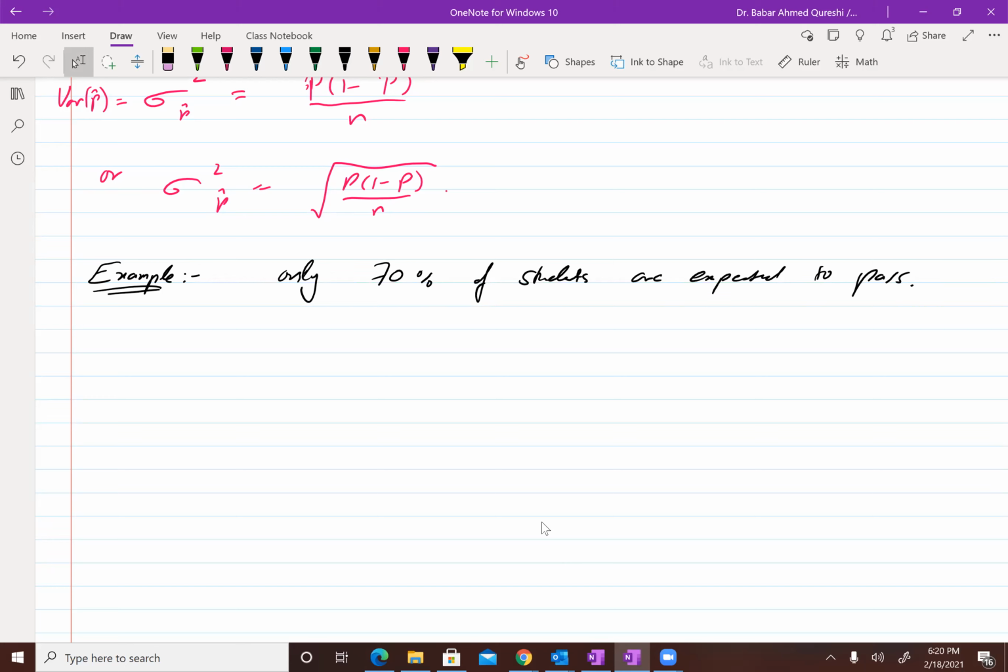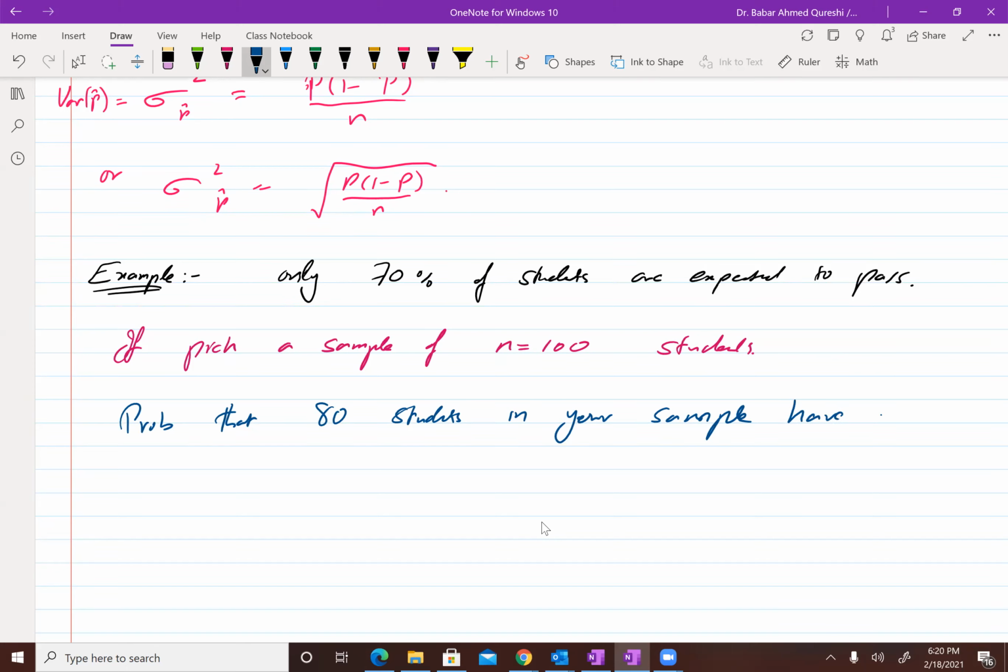So if you pick a sample of 100 students, what is the probability that 80 students in your sample have passed?